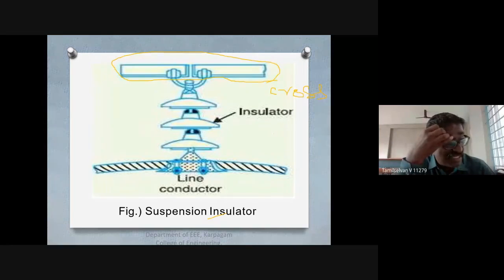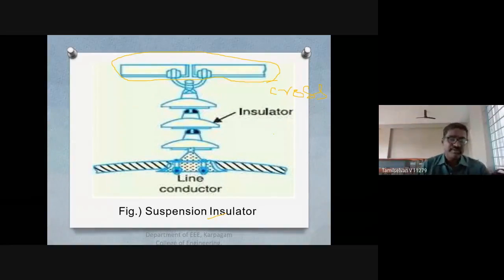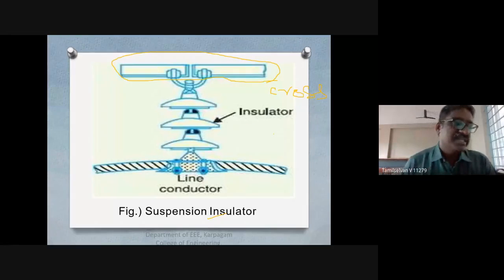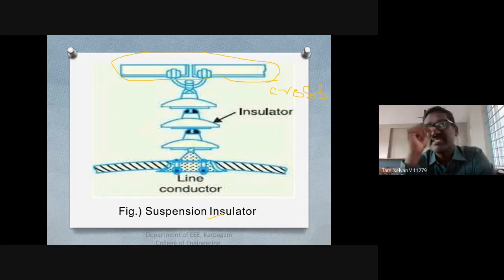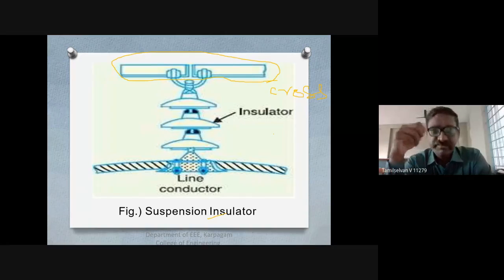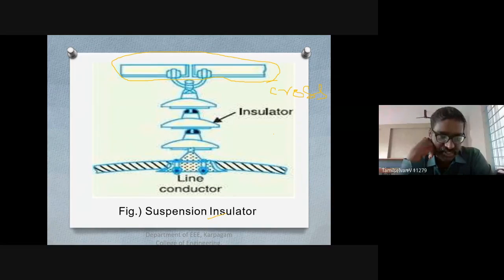That's why this type of insulator is called a suspension type. It means the conductor is suspended at the bottom of the disc or this string. The other end of the disc is suspended on your cross arm. That's why this type of insulator is called suspension insulators.